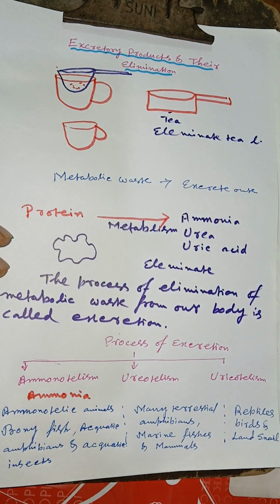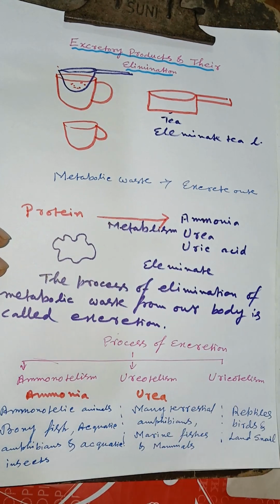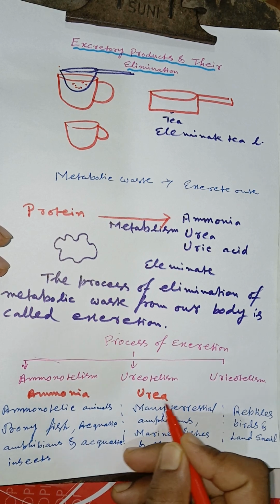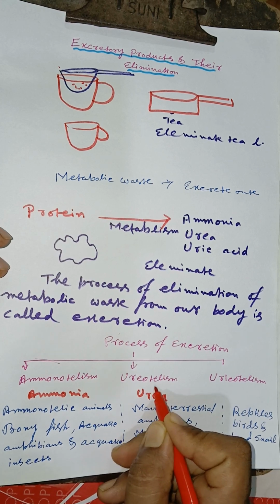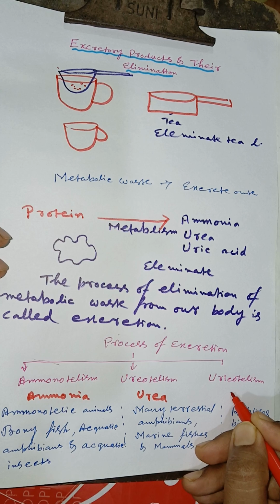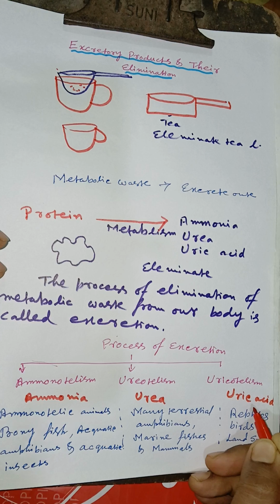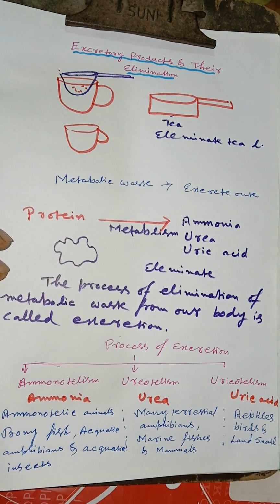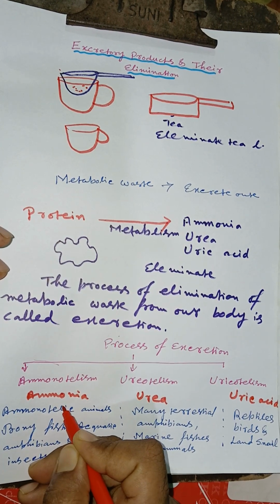Okay, and students, which animals excrete urea? These animals are known as ureotelic animals, and their process of excretion is known as ureotelism. And which animals excrete uric acid? Their process of excretion is known as uricotelism, and these animals are known as uricotelic animals.